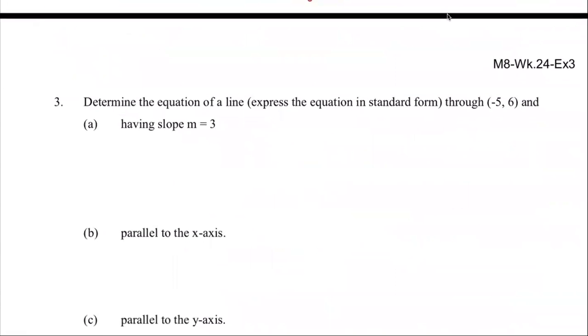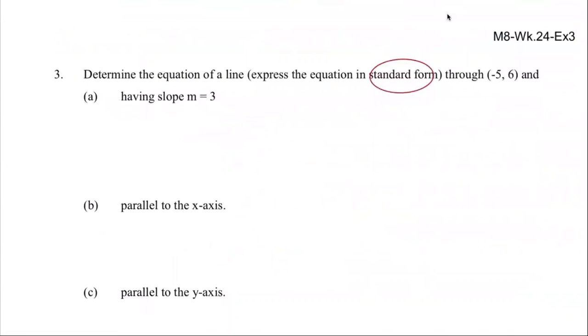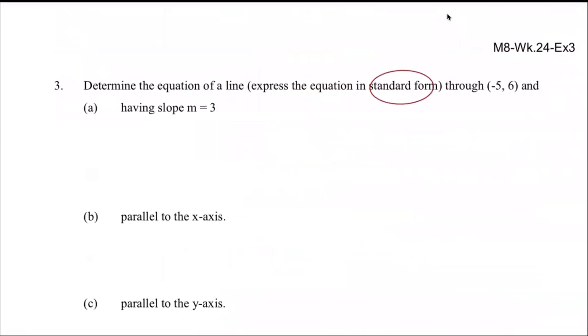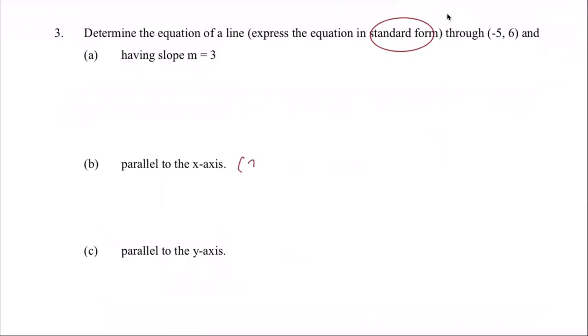Question number 3, determine the equation of a line. Express the equation in standard form. So again, standard form. Through (minus 5, 6). So in question 3, basically we're given 1 point and we have different scenarios, right? The first one is slope is equal to 3, the second one is parallel to the x-axis. So this means slope is equal to 0, right? Parallel to the y-axis, which means slope is undefined.